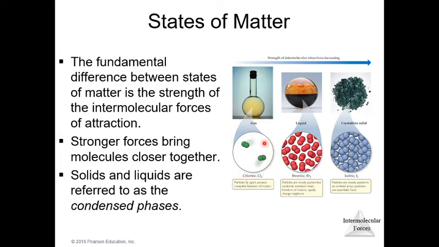So keep in mind, when we have a gas, we have large distances, relatively speaking, between molecules. If we have a liquid, the molecules are touching, but they can slide around each other, which is why liquid has flow.